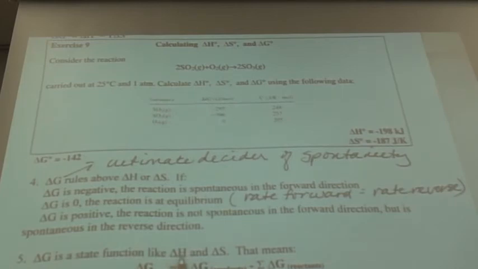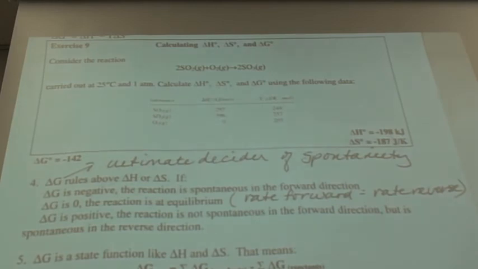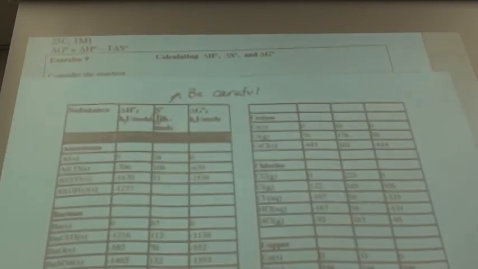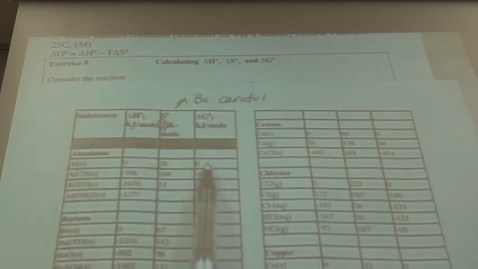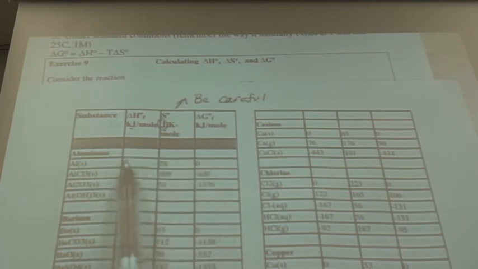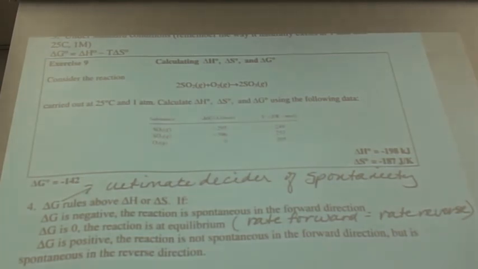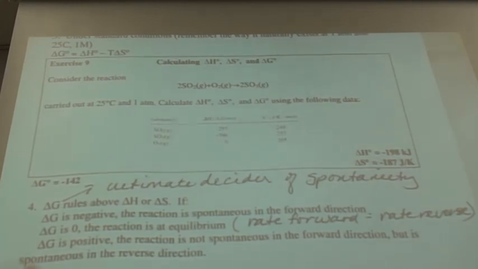If it's positive, it is not spontaneous in the forward direction, but it is in the reverse. Delta G is a state function, just like delta H and delta S. That means it's still products minus reactants. And if you look at your thermodynamic chart, we also have delta G listed. The units are the same as delta H, kilojoules per mole. And once again, like delta H, all elements have a value of 0. Are you going to forget that? No. All elements have a value of 0. Okay.